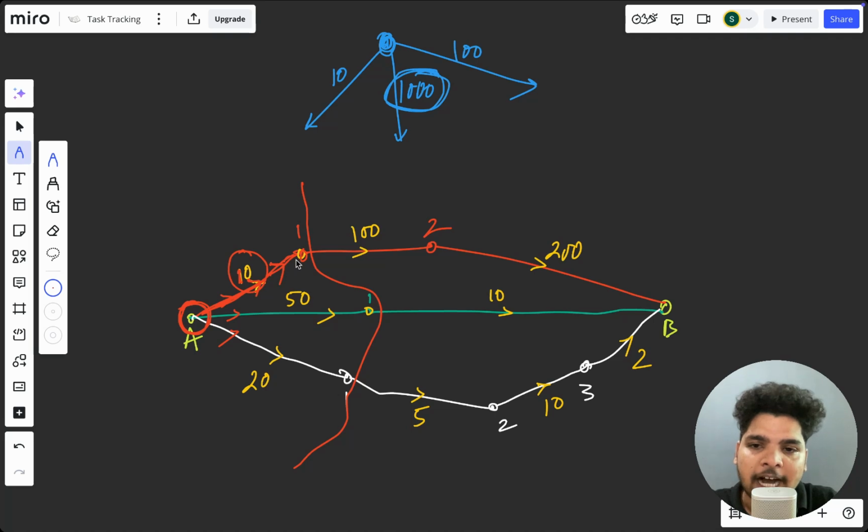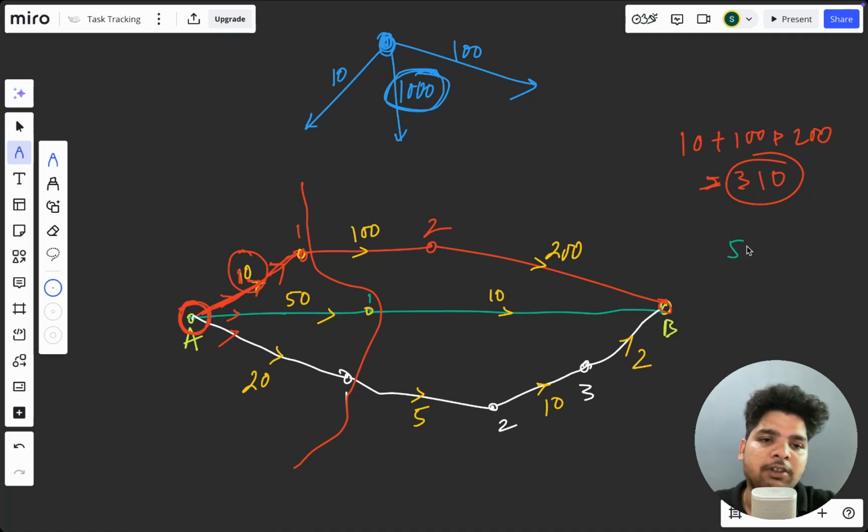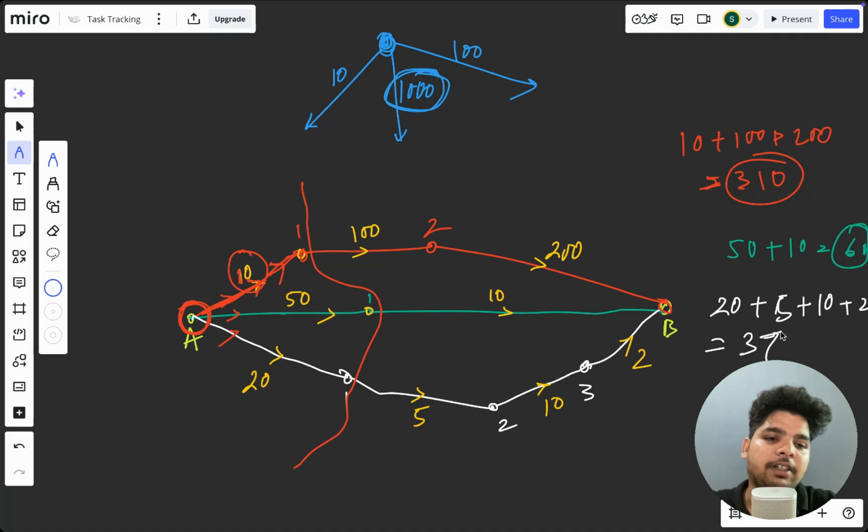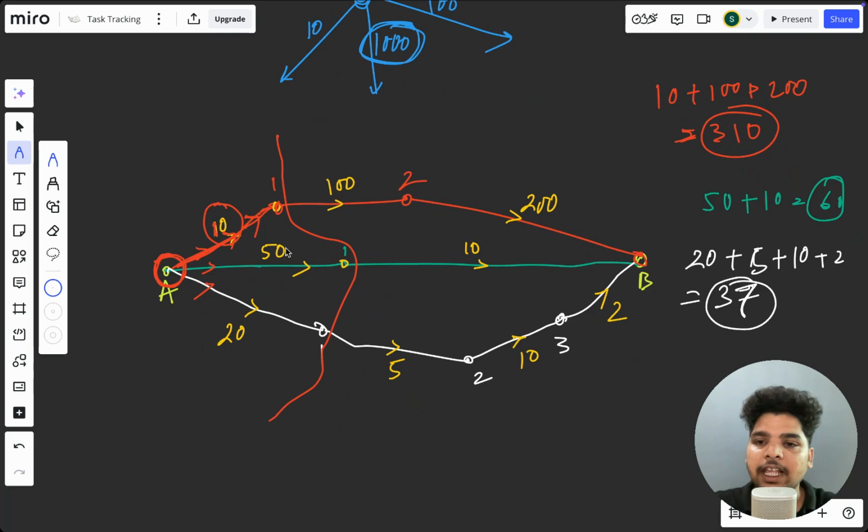Then how much distance do you have to cover to reach point B? It will be 10 plus 100 plus 200, that means 310. The distance is 310. Now if you take path number 2, the distance will be 50 plus 10 equals 60. If you take path number 3, the distance will be 20 plus 5 plus 10 plus 2, which is 37. So at this point, you see that the distance of this path is less, so you go on this path.